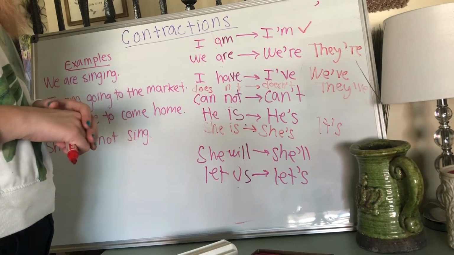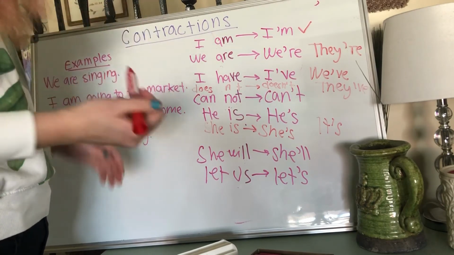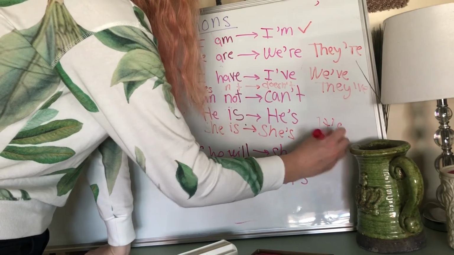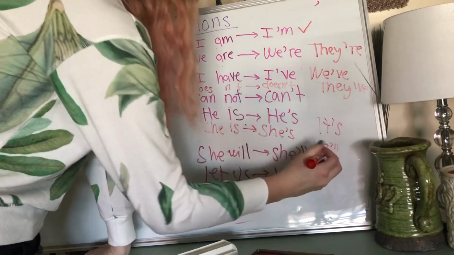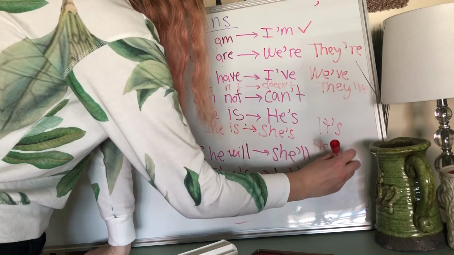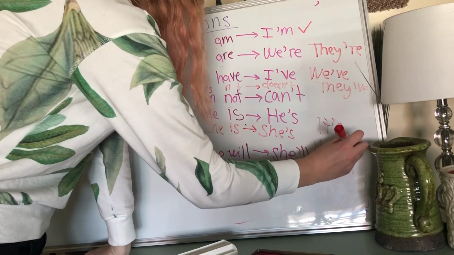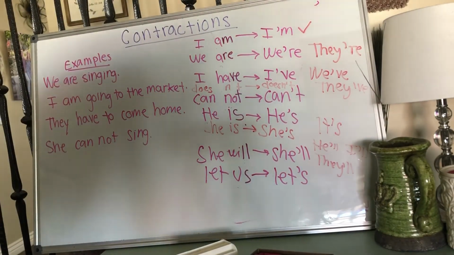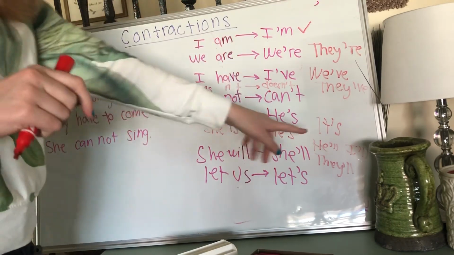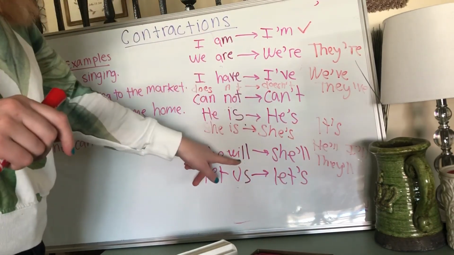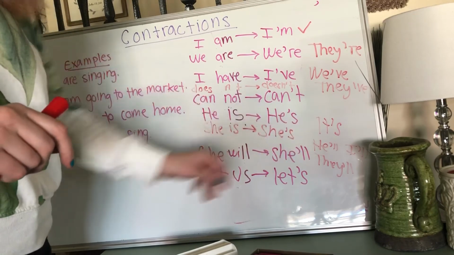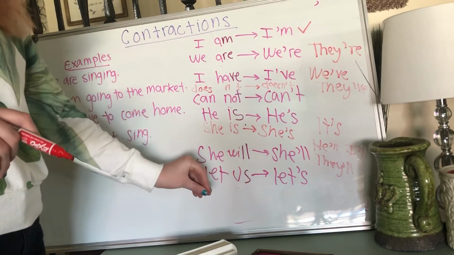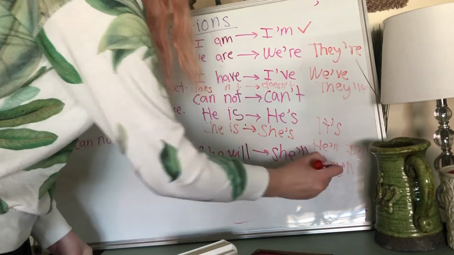Okay, she will. This one can also have many examples. We will, they will, I will. So I'm just going to write out a few. He will would be he'll. I hope you can see this. They will would be they'll. I will would be I'll. Okay, let me see if you can see that. Oh yeah, you can see it. So there's those examples, and any word that can have a will after it, that's a noun, you can do this contraction. Okay, and last one, let us. Let and us are the only two that can go together, so that one is good.